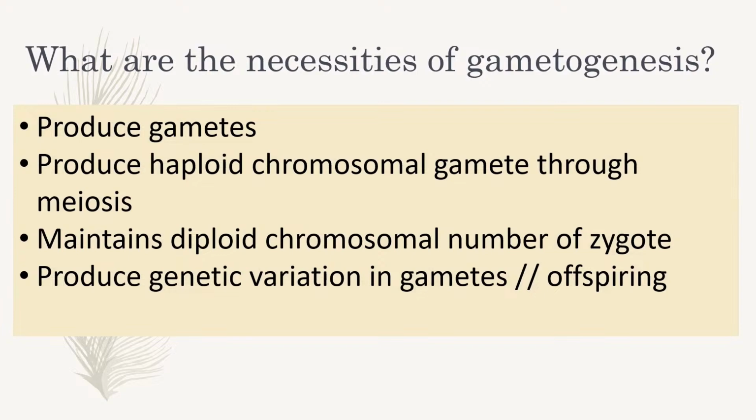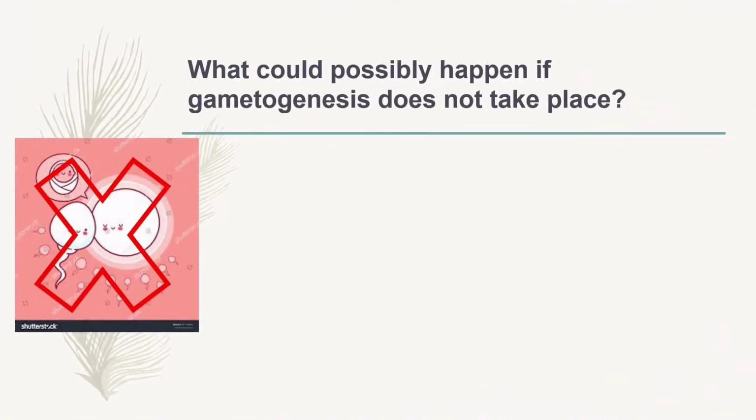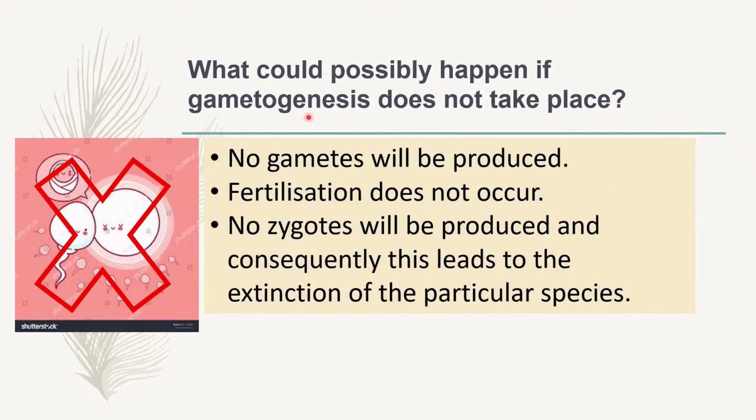What if we have a negative question? For example, what could possibly happen if gametogenesis does not take place? When we have a negative question like this, we must come up with a negative answer. No gametes will be produced. When there are no gametes, no fertilization takes place. No fertilization, no zygote will be produced, and lastly, it will lead to extinction. So remember, whenever a question asks you a negative question, you must answer in a negative way.